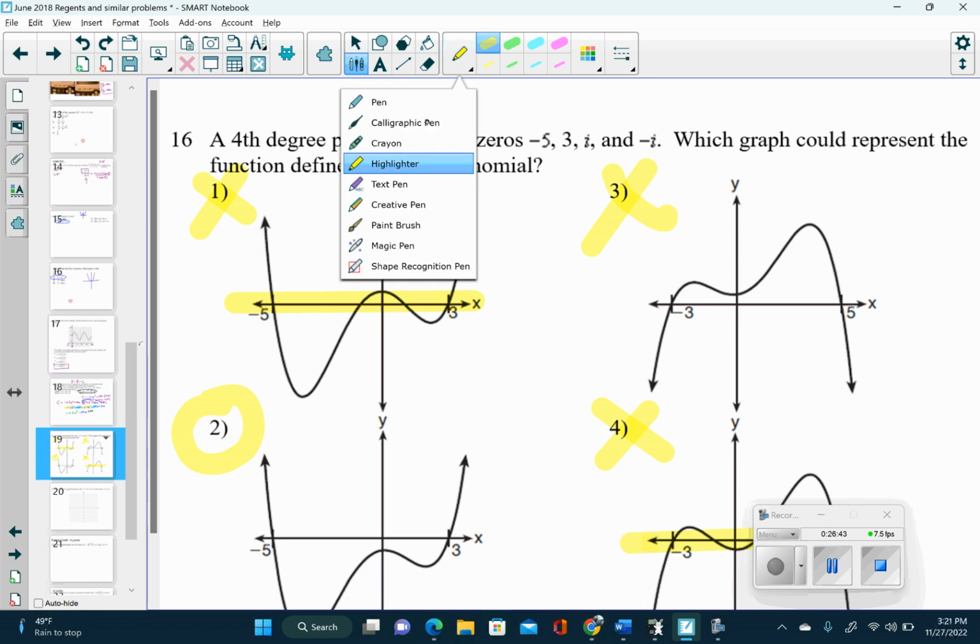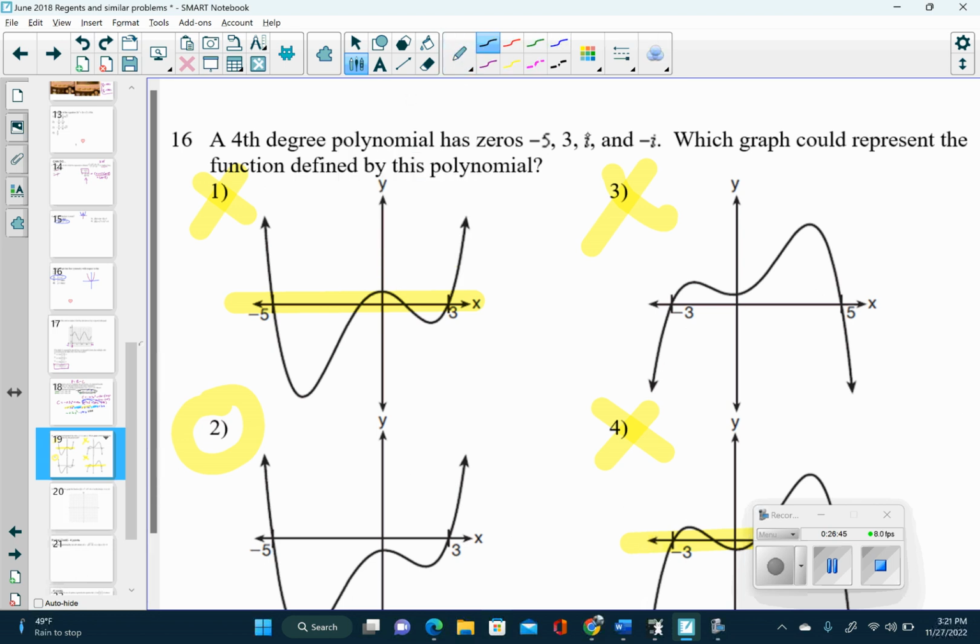And one more time, what I mean by the i's. So i and negative i means that it does not cross the x-axis at all. So it only crosses at negative 5 and 3. So at negative 5 and positive 3 is where it crosses. So it should go something like that. And the only one that matches that is option number 2.